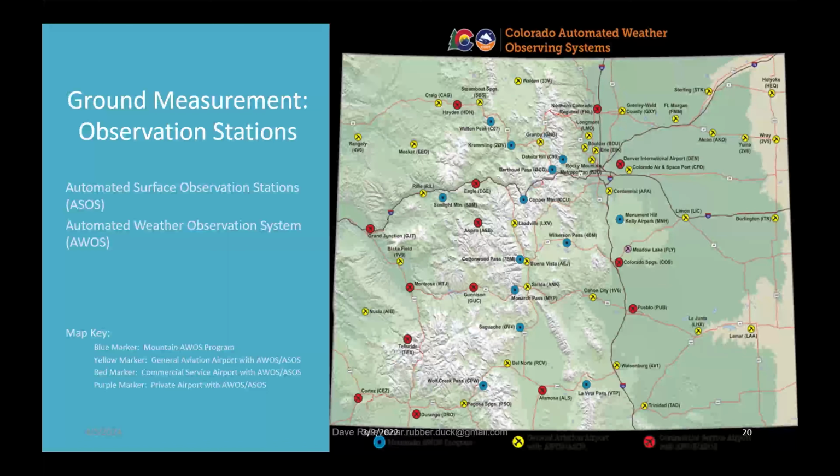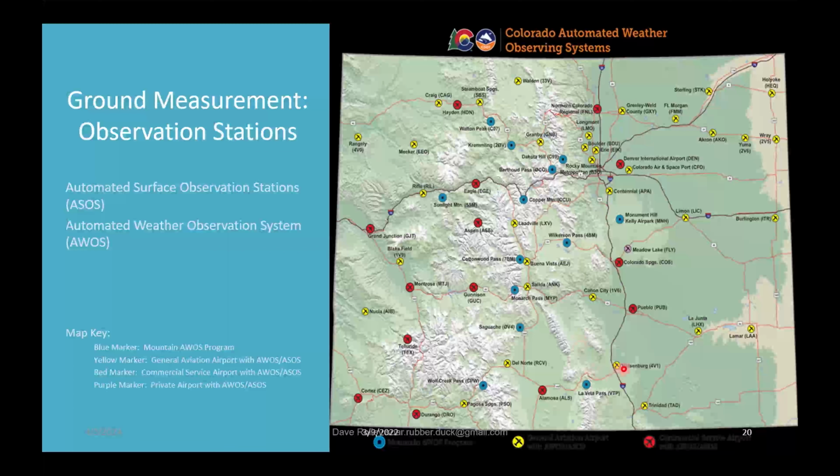Okay, here's the Colorado distribution. The ones with the blue markers are the Mountain AWOS program that the Colorado Department of Transportation, through their aviation branch, has placed out. For instance, you can see this one's at Wilkerson Pass, and these others on the mountains. And so this is Colorado Department of Transportation giving us observations in places that we didn't have observations before.